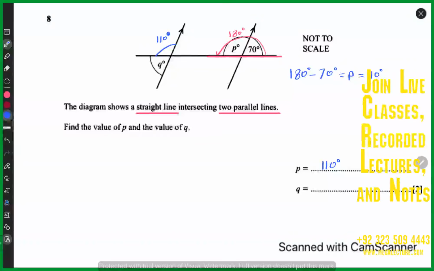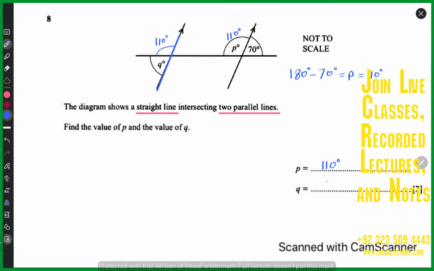You guys can have multiple logics, and it's just a 2-mark question. You're not supposed to write any logic. It's just that we are discussing it over here. For the second part, you need to find out Q. Now you have multiple ways. P has turned out to be 110 degrees. If you follow his logic, this is also going to be 110 degrees because the two angles are corresponding. And if you think about this, it's a straight line. So sum of angles on a straight line is 180. So Q is going to be 70.